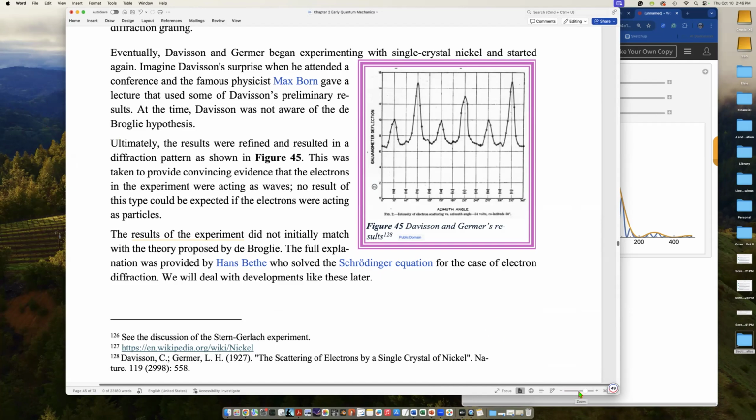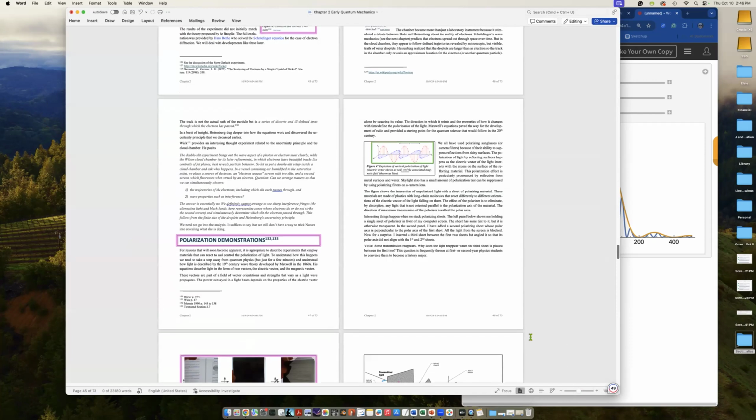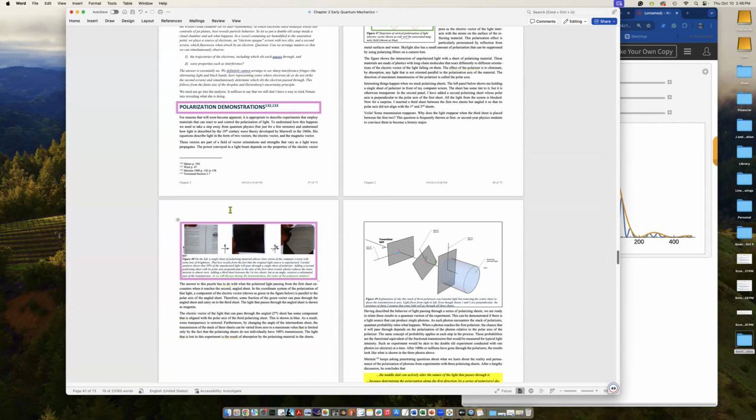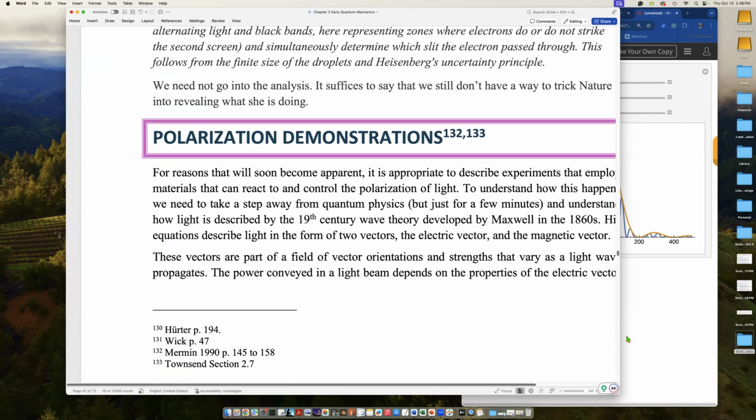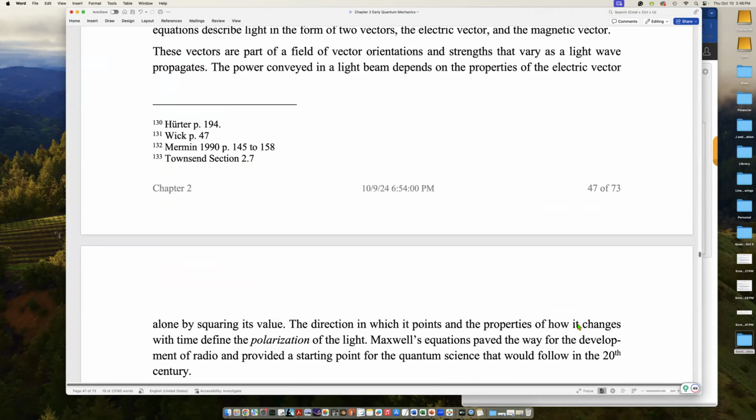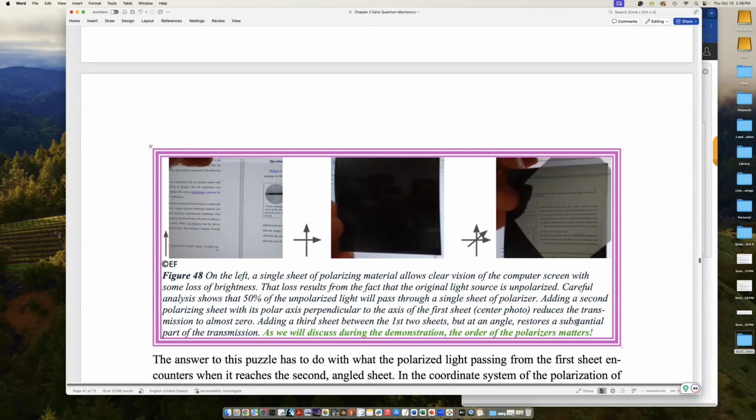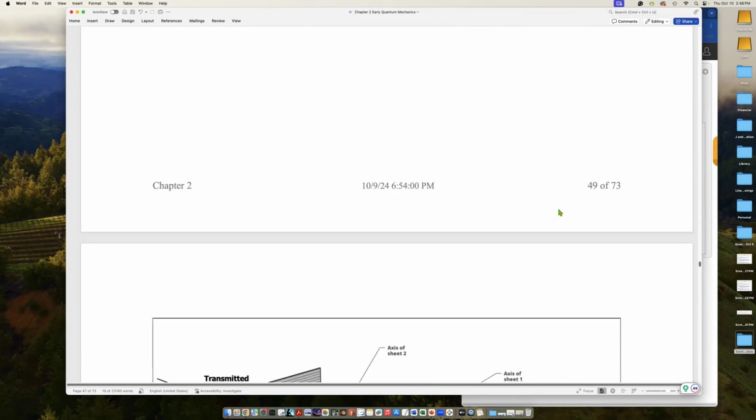Okay, I particularly like the last question. That's very interesting. Here's the demo I just did. Let's take another look. I do have photographs of the Polaroid demonstration that I just showed you, where I have a single sheet. You can see my camera took a picture of my computer screen. Then I had two sheets crossed. You can't see anything. And then I put a third one in between, and suddenly transmission is restored. We're going to be talking about that.